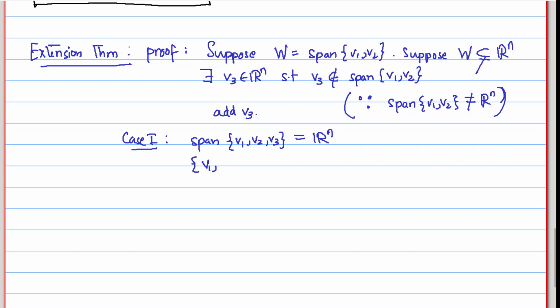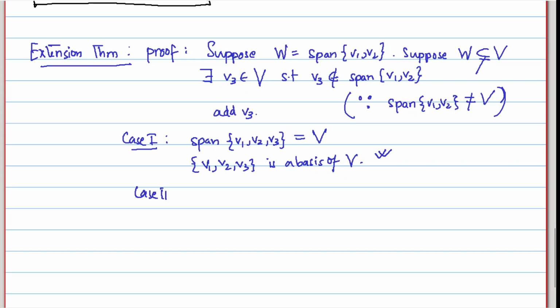I mean, I shouldn't even take Rn. I should be taking a general vector space V, whose dimension we do not know and we do not care about. But we know that it is a finite dimensional vector space. So what does this mean? This means that v1, v2, v3 is a basis of V, right? Okay. Then we are done.